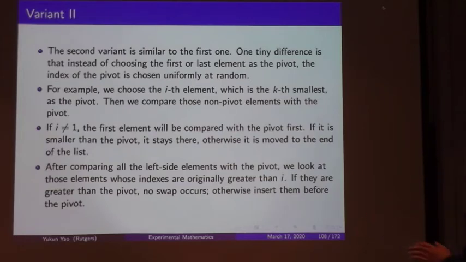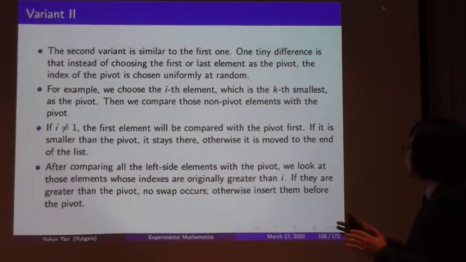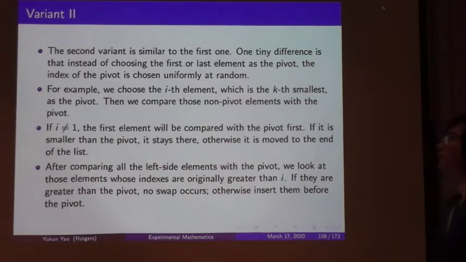Then, after we compare all the left side elements with the pivot, we look at those elements whose index is originally greater than i. If they are greater than the pivot, no swap occurs. Otherwise, we insert them before the pivot.